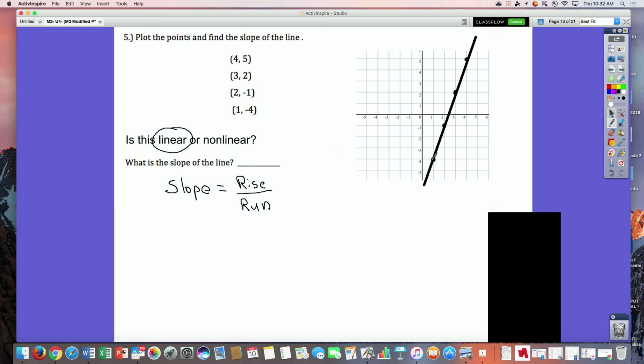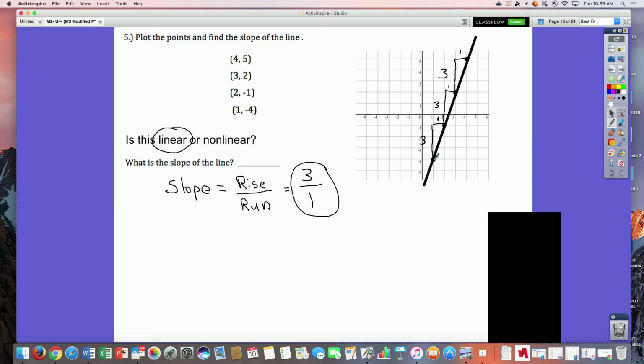For slope, it doesn't matter which 2 points I pick. I'm going to get the same answer. So I draw my right triangle. 1, 2, 3, 1. So I rise up 3, and I run over 1. So my slope of this line is 3 over 1. I'll show you it doesn't matter which points I take. I'll do this one. 1, 2, 3, and 1. Rise up 3 over 1. It doesn't matter which points on this line I take. I'm going to get the same answer because it's linear. Linear means line.